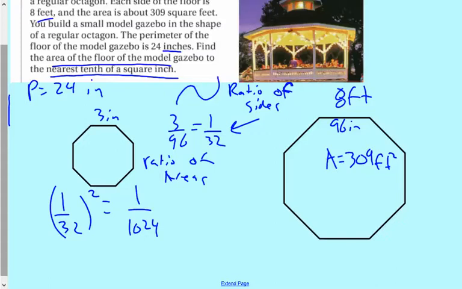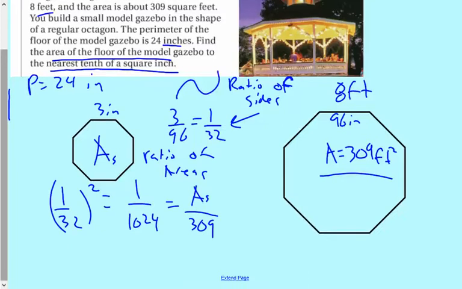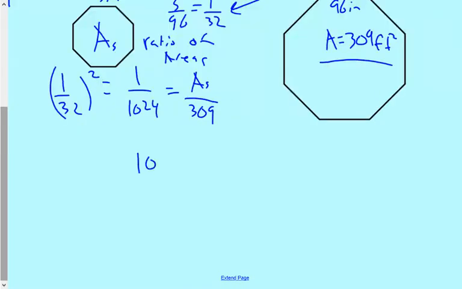All right, well, I have the area of the large one. I need the area of the small one. So we'll call this the area of the small one, and we'll do that over 309. We will cross multiply. 1024 times the area of the small one equals 309. Divide by 1024.